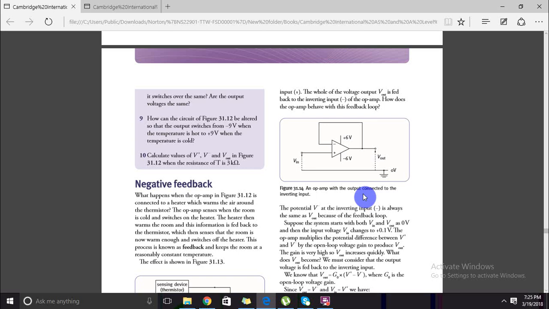But there's going to be a bit of a difference between negative feedback and a comparator. The heater warms the room, and this information is fed back to the thermistor, which then senses that the room is now warm enough and switches off the heater. Now that's kind of interesting: why do we need any feedback?